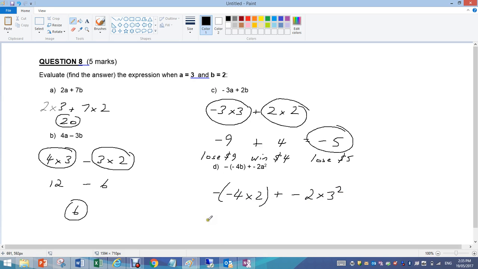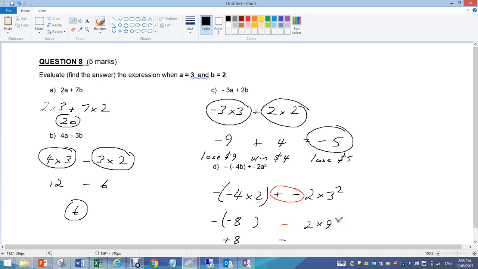Last one, negative bracket negative 4 times B, which was 2, plus minus 2 times A, which is 3, but squared. So let's do all our multiplies and stuff first. Negative 4 times 2, well 4 times 2 is 8, and there's a negative sign there, so that has to be included. Plus and minus, they actually just become minus. If you got a plus and a minus together, it's actually minus. Okay, 2 times, now 3 squared is 3 times 3, which is 9.